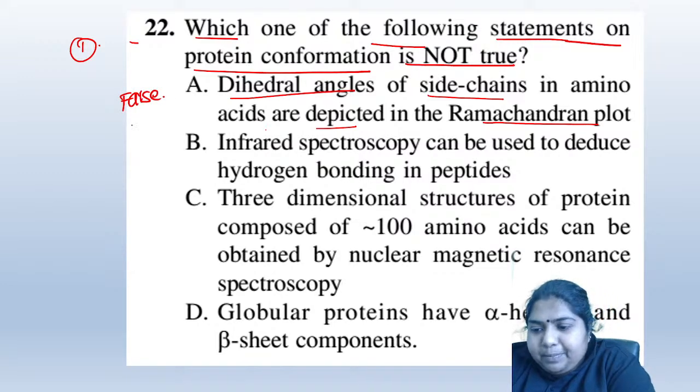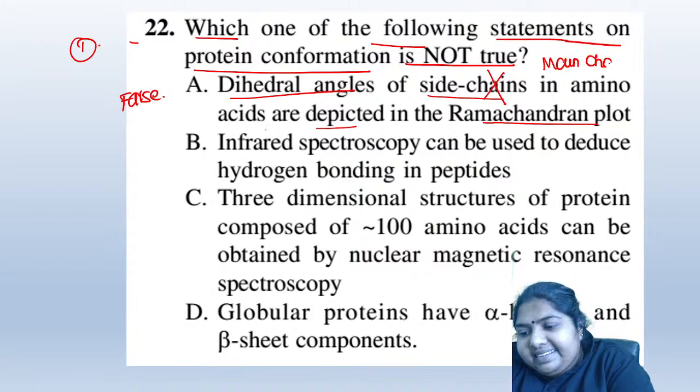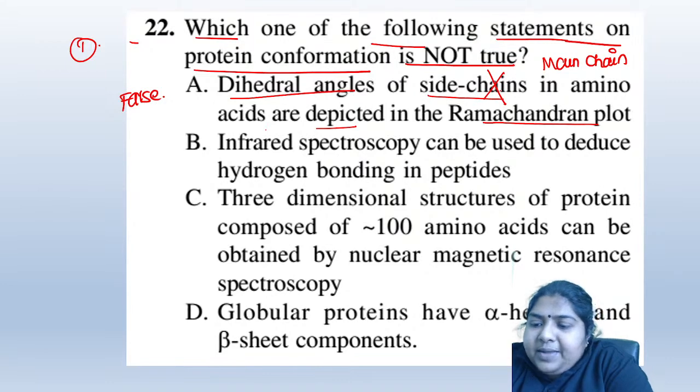Why is it false? Why do you think that it is a false statement? Because it says that it is the dihedral angle of the side chain. Not at all true. It should have been for the main chain. No. It is never for the side chain. It is only for the main chain. Okay. Right.